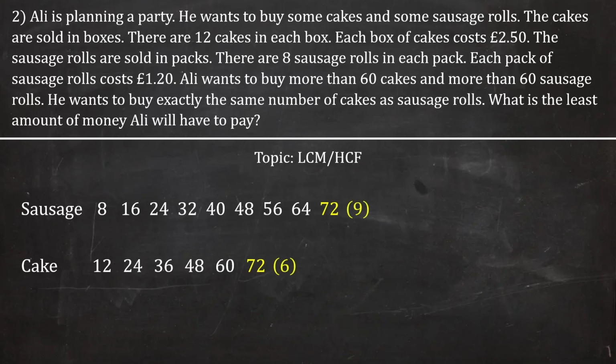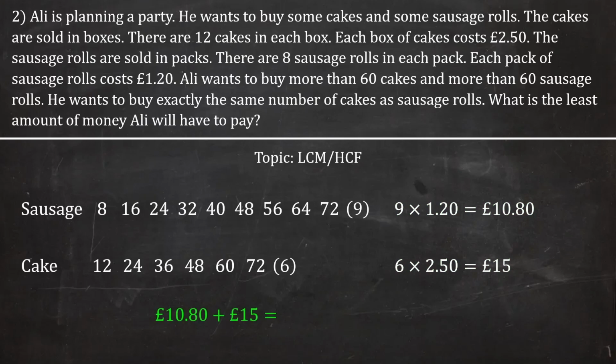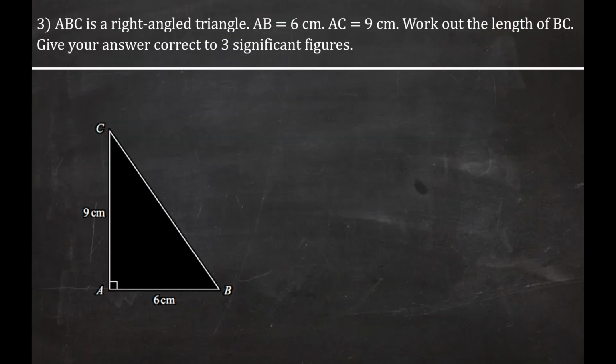which is the same thing as 9 boxes of sausage rolls and 6 boxes of cake. Then we need to work out how much it will cost. So for the sausage rolls, it's 9 boxes at £1.20 each. You times them together, you get £10.80. For the cake, 6 boxes times £2.50 each gives us 15 quid of cake. Add those two together, 10.80 plus 15 is 25.80. Final answer, done.